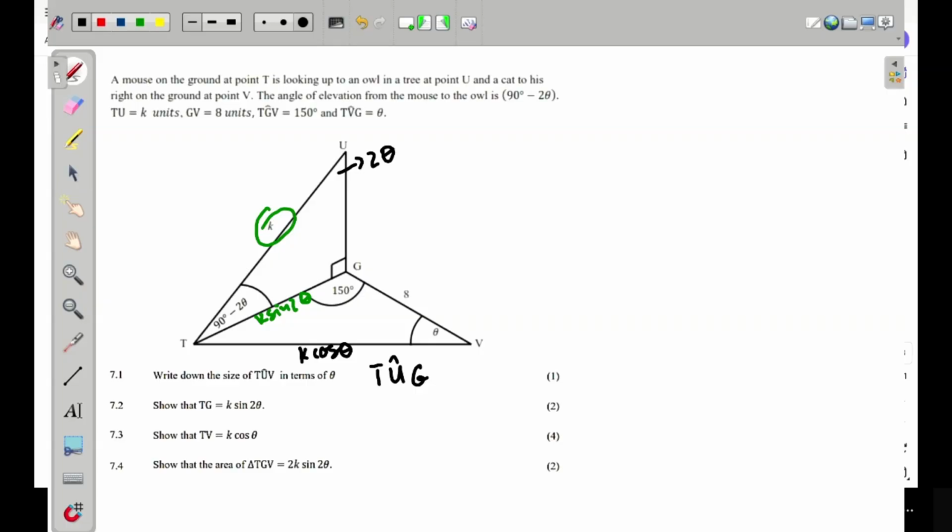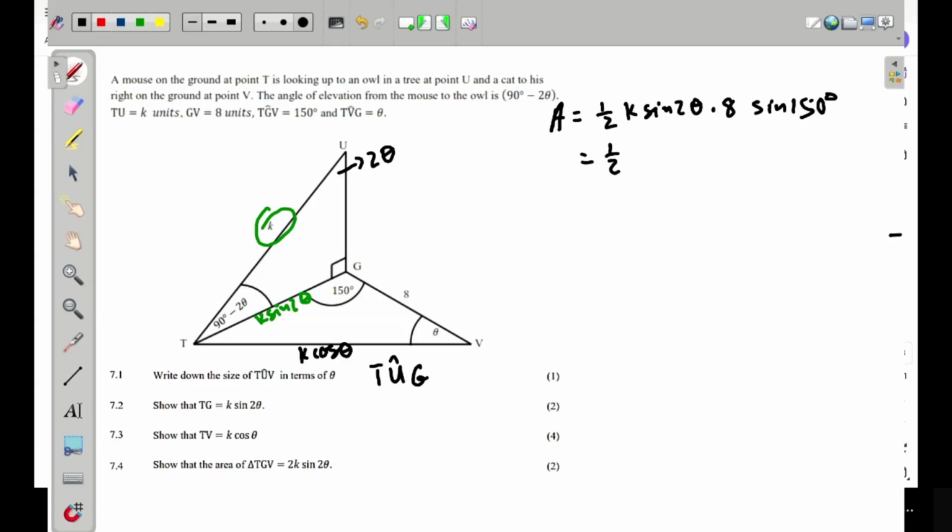All right, so we've got side angle side, surely. Our side will be K sine 2 theta, and the other side will be 8 units, the GV, and the included angle will be 150. So area is a half K sine 2 theta, that's the one side, times 8, that's the other side. And then we have to take sine of 150. Well, 150 degrees.